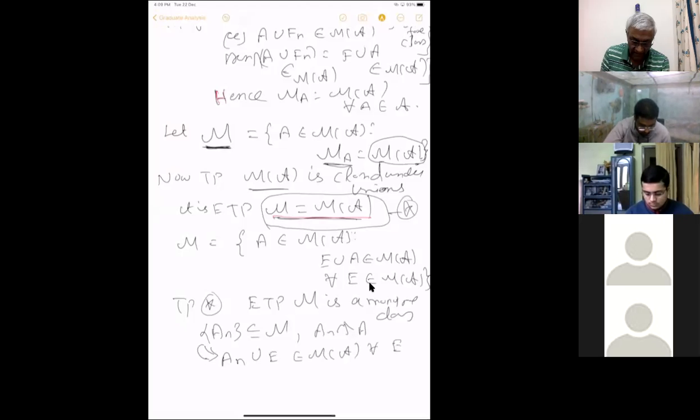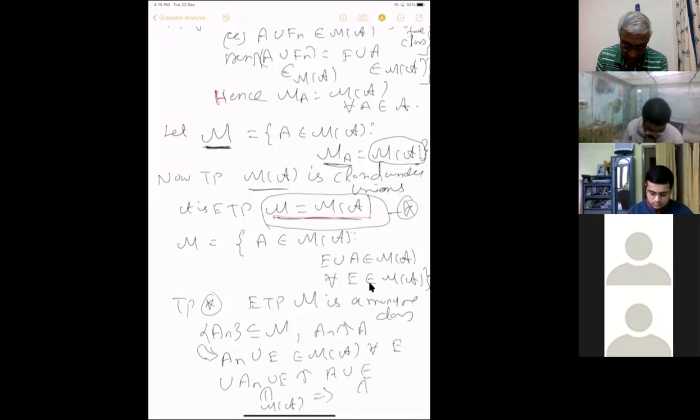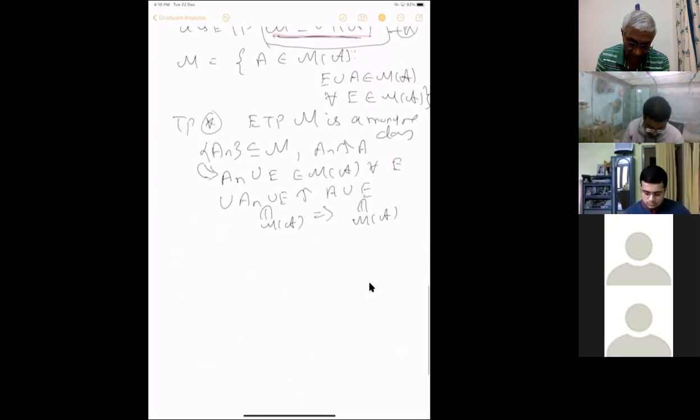Okay. Now union of An union E increases to A union E. So now all these things are in M of A. This implies that this is also in M of A. This implies A union E is in M of A. This implies A is in M. Just write the definition, it will come.